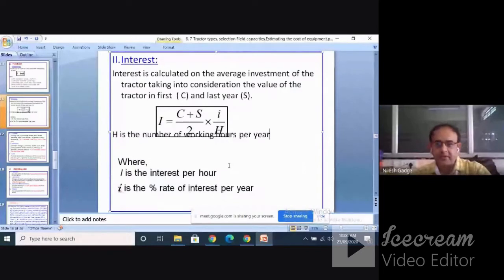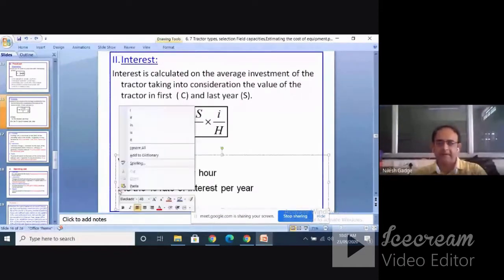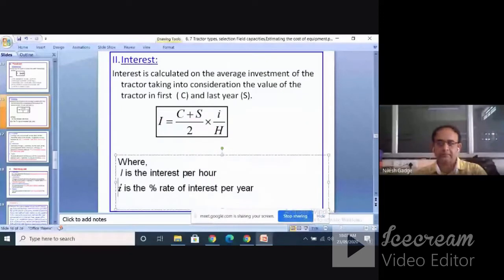Okay, right now we have already written what is C and H, so no problem of that. So I is the interest per hour, small i is the percentage rate of interest per year. Write down this term related to interest and the formula and the notations.